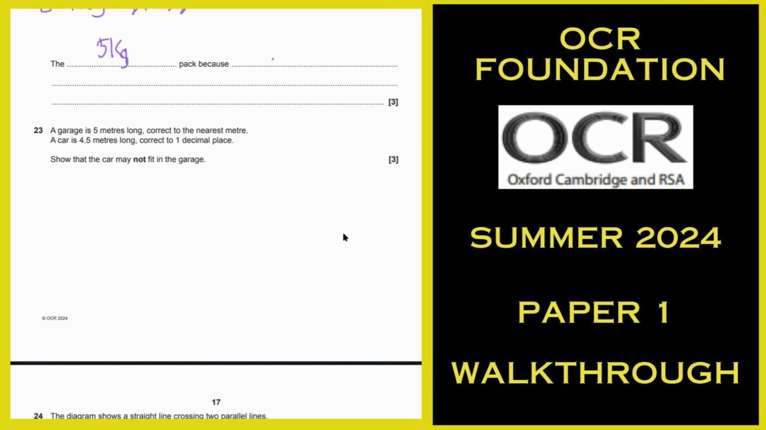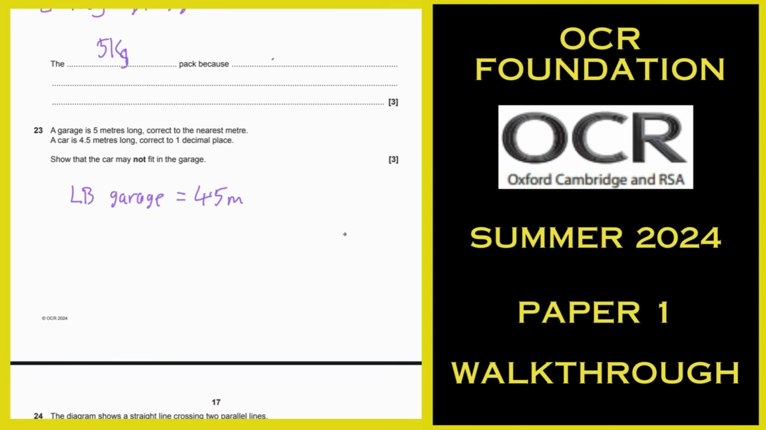Question 23 is an errors and bounds question. Just take it logically, the idea being, in the worst case scenario, the lower bound of the garage, the smallest possible. Now, if something has been rounded off to the nearest metre, you go up by half a metre for its upper bound, you go down by half a metre for its lower bound. So in the worst case scenario, the garage is 4.5 metres.